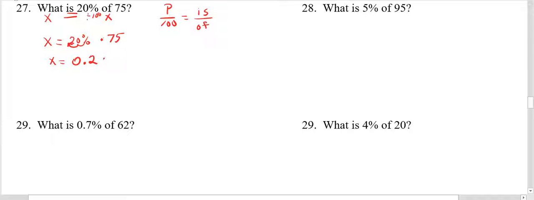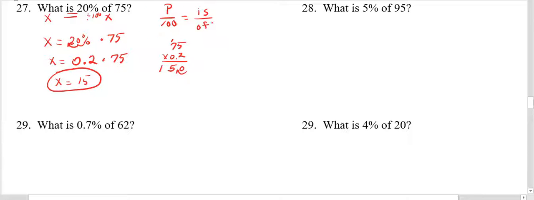So then I'm going to do 0.2 times 75, and that's another one I can't do in my head. So 75 times 0.2, I should have been able to do that in my head, because 2 times 5 is 10, 2 times 7 is 14, and 1 is 15. I have one decimal point, so x should equal 15. So I can say 15 is 20% of 75.